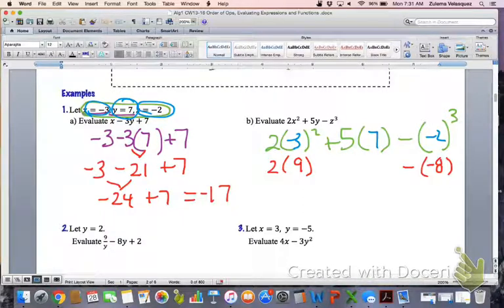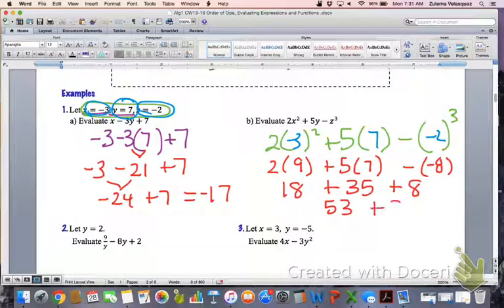And then I can go ahead and bring down the 5 times 7, and now I'm going to move on to the next level on order of operations, which is multiplication. So I have 3 multiplications here. 2 times 9, 18, 5 times 7, 35, and a negative times a -8, or minus 8, is +8. Now I can just go ahead and add and wrap this up. So 18 plus 35, that's 40, 53. Add the 8, and that's going to give me a total of 61.